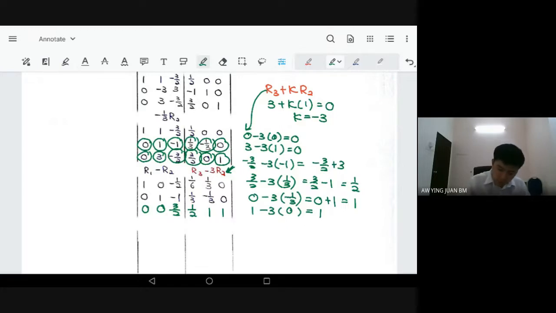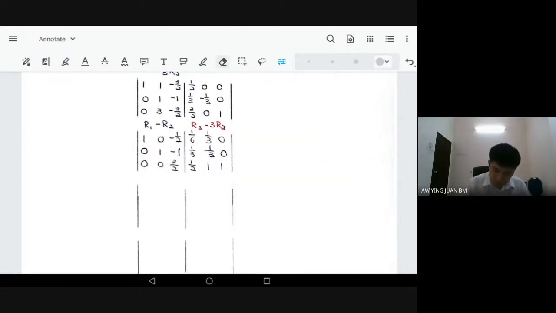Next, our focus would be column 3, A33. We must make sure it becomes 1. So kindly apply the second row. So now is to make sure A33 becomes 1. So kindly apply K R3. So substitute K multiply with 3 over 2 equals to 1. K will be equal to 2 over 3. So kindly substitute the formula.